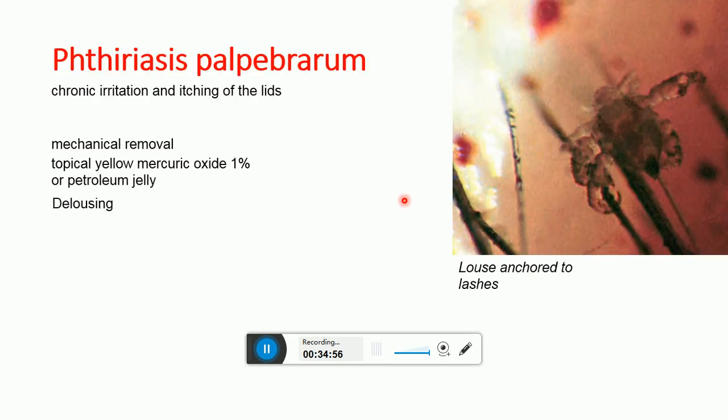Treatment consists of mechanical removal of the lice and their attached lashes with fine forceps. If necessary, topical yellow mercuric oxide 1% or petroleum jelly can be applied to the lashes and lid twice a day for 10 days. Delousing of the patient, the family members, the clothing and bedding is important to prevent recurrence.